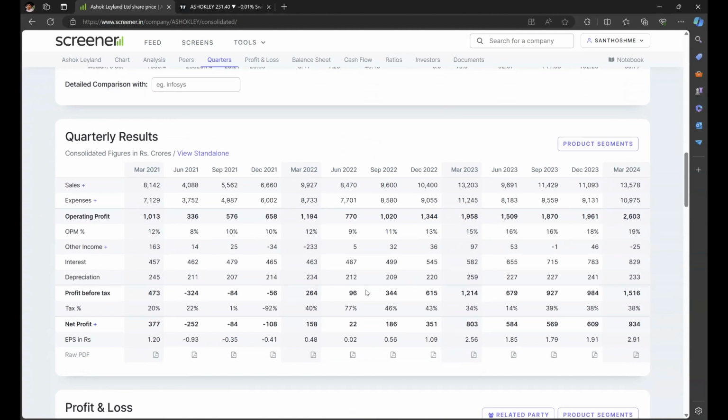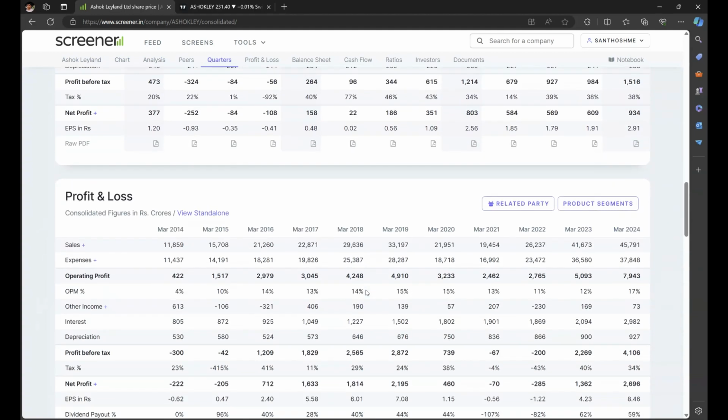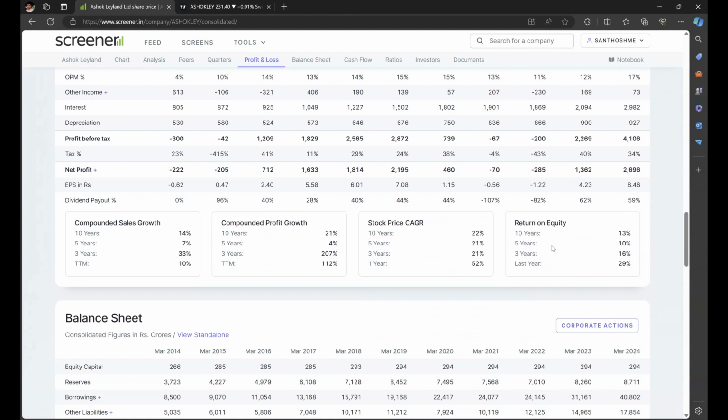Okay. So now let's see what other things I will check. I will quickly have a look at the return on equity. My target is that it has to be a minimum of 10%. If you see, last year it is 29%, 3 years 16%, 5 years 13%, and 10 years 13%, which looks decent to me.